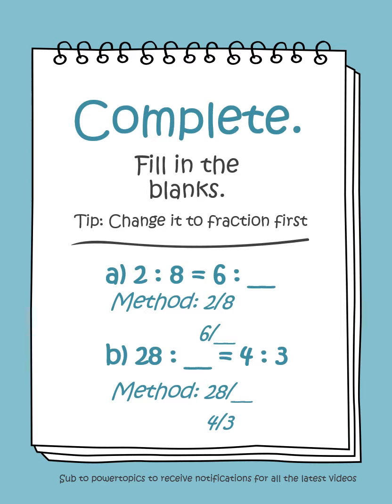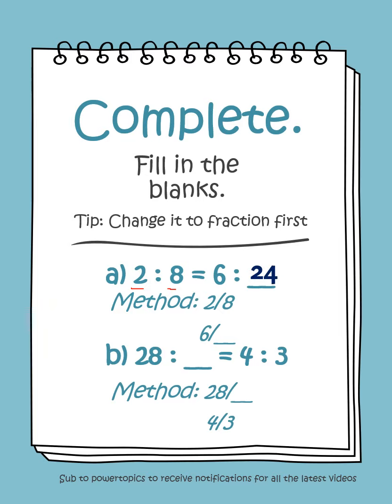Fill in the blanks. I would like to give a tip here. Change the ratio to a fraction form first, as it will be easier for you. It's not necessary, but as I said, it will be easier for you. Let's move on to question 8. 2 to 8 is equal to 6 to what? You have to answer this. The answer is actually 24.